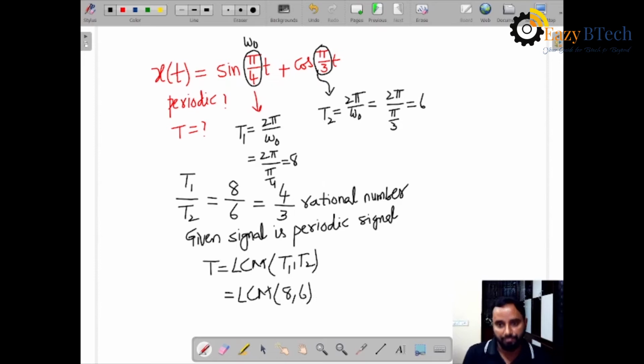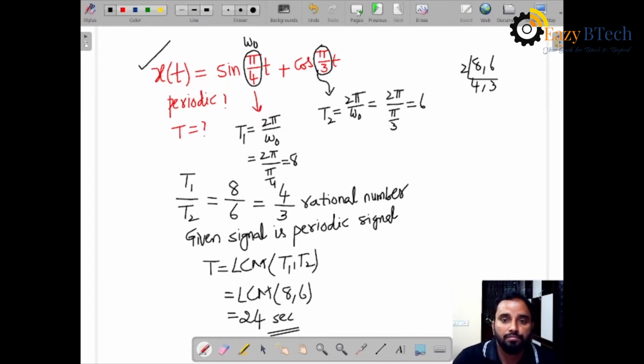What is the LCM? Here I am doing roughly 2 4 jar, 2 3 jar. So 4 into 2, 8, 8 into 3, 24 is the time period. 24 seconds. This is the way. Right? Very simple. This type of problem.